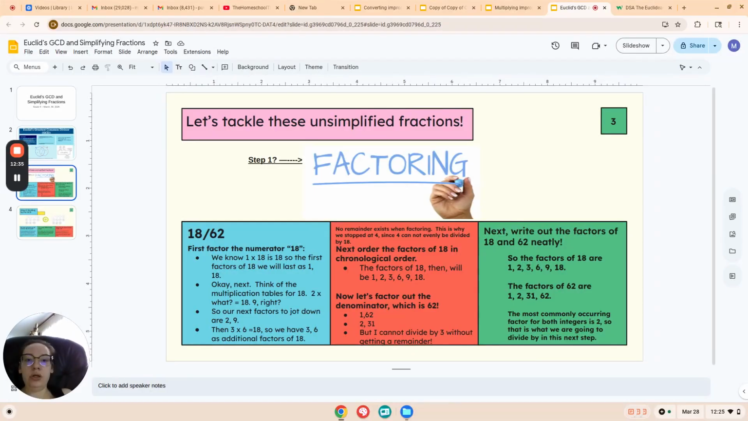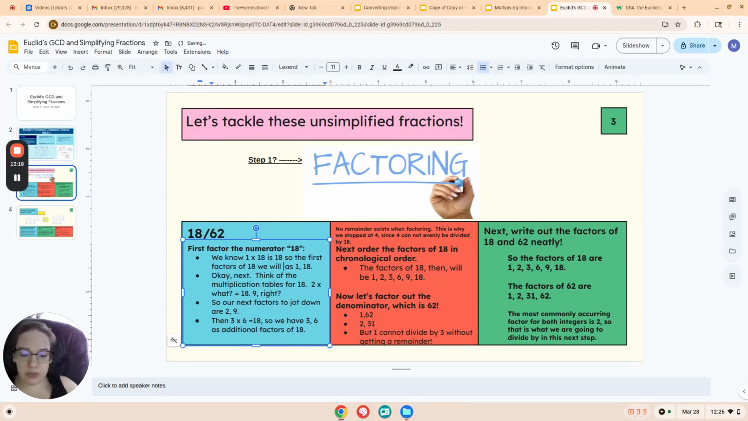So step 1, what are we going to do? We are going to be factoring. First, you are going to want to factor the numerator, 18. As you can see, the numerator is always the number at the top of the fraction. We know 1 times 18 is 18. So the first factors of 18 we will list, not last, it was spelled wrong. Okay, we will list as 1, 18.